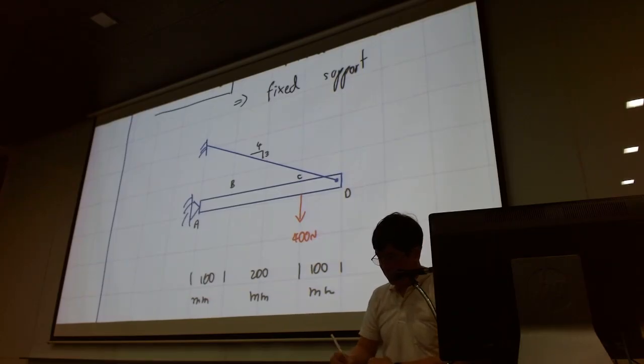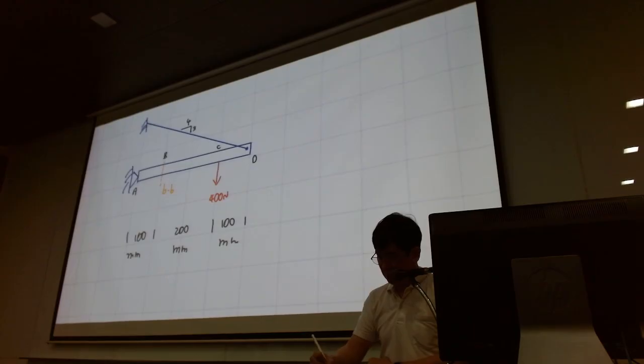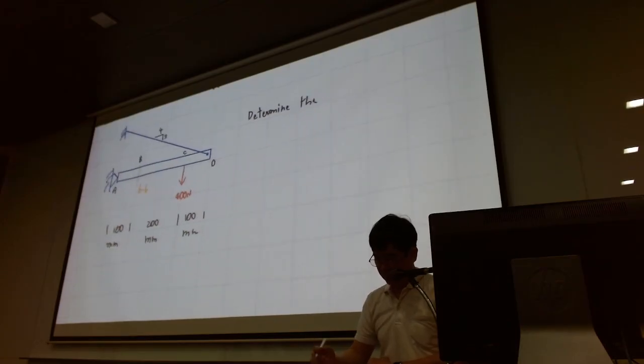So my question is, this is the section, virtual section BB in orange color. My question is, determine the internal loads at virtual section BB.